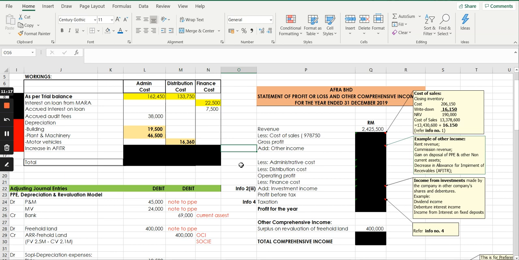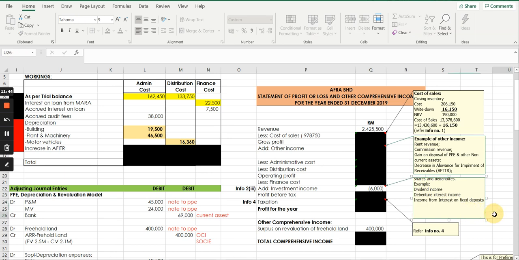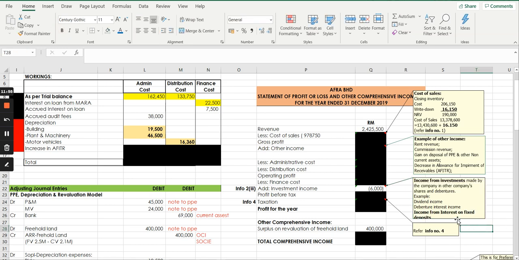Done with that. Now let us look at the part on investment income. Investment income will be here. And if you can see the notes that I put here, investment income can also be in the form of dividend or whatever interest that you receive from investments you made in other companies, shares or debentures. In our case, we are talking about the fixed deposit that we have here, the income from the fixed deposit.